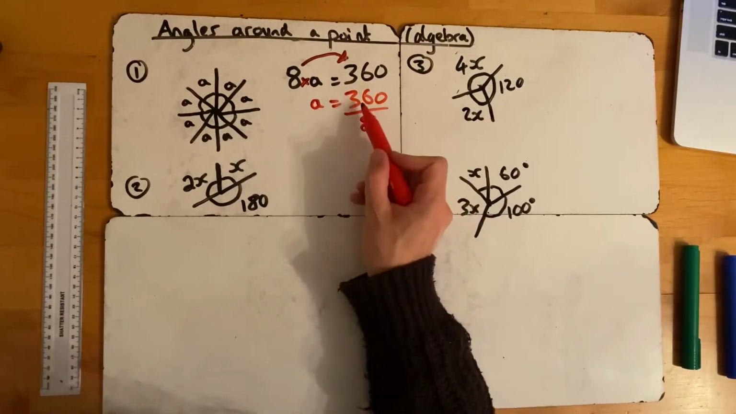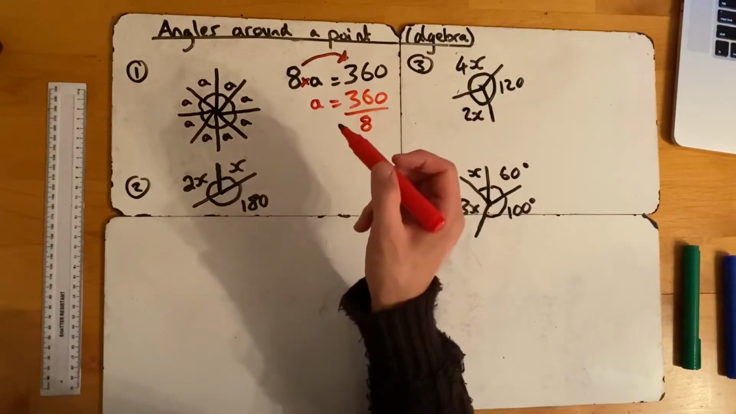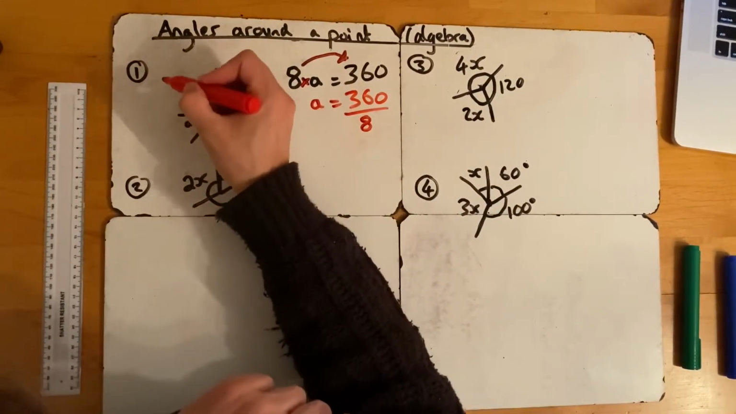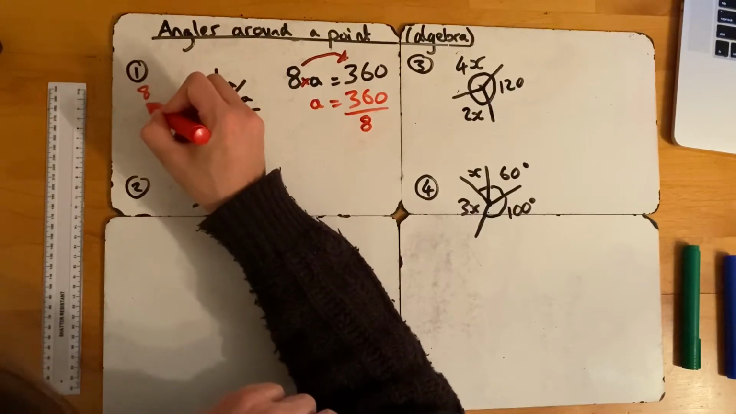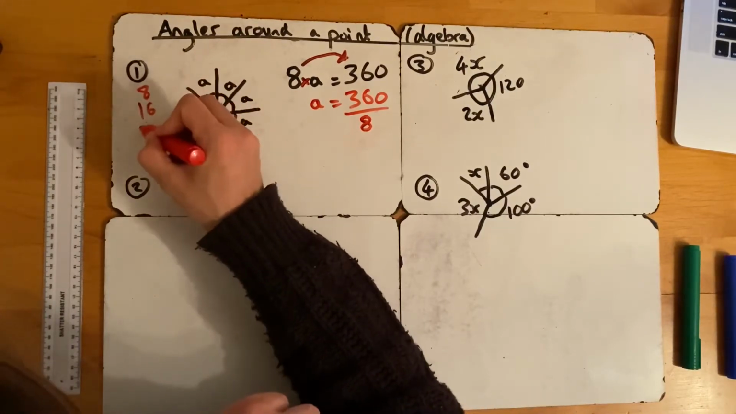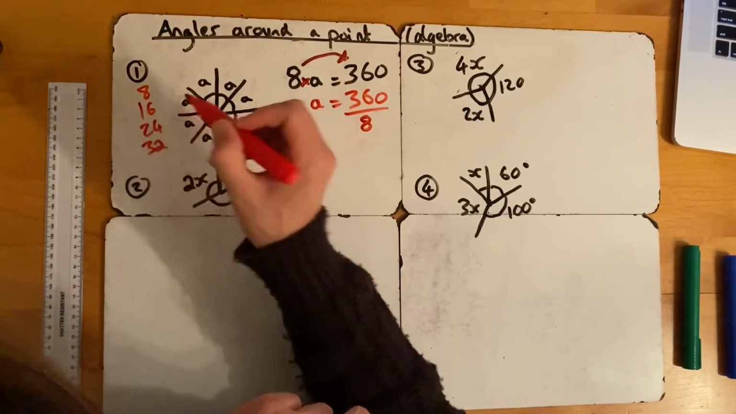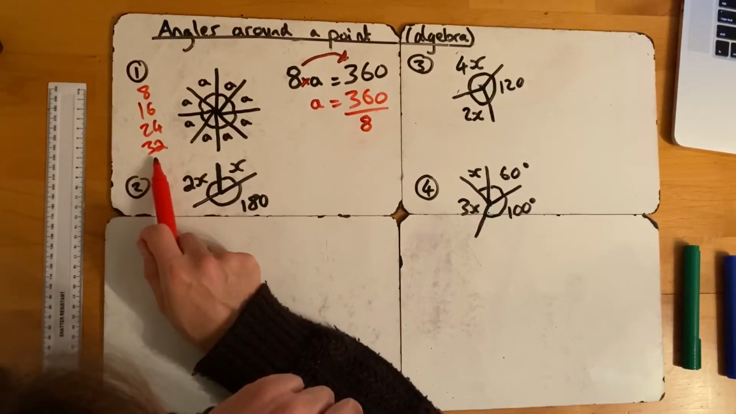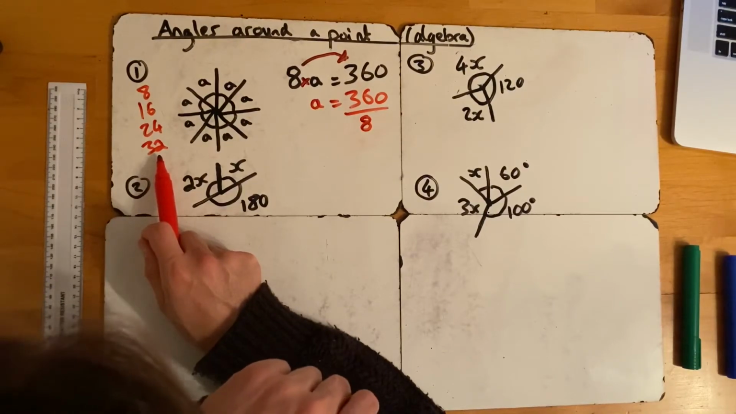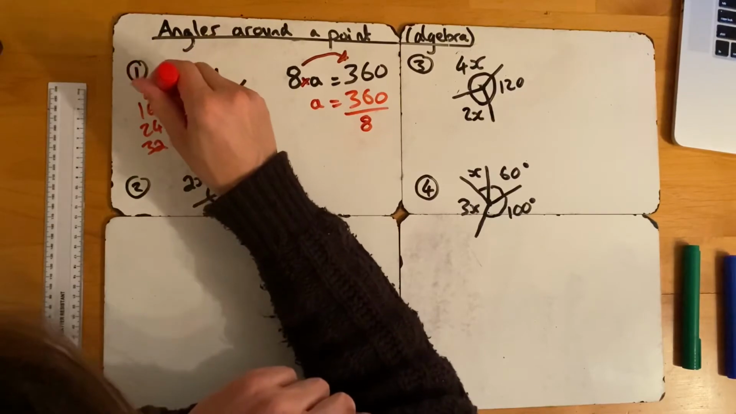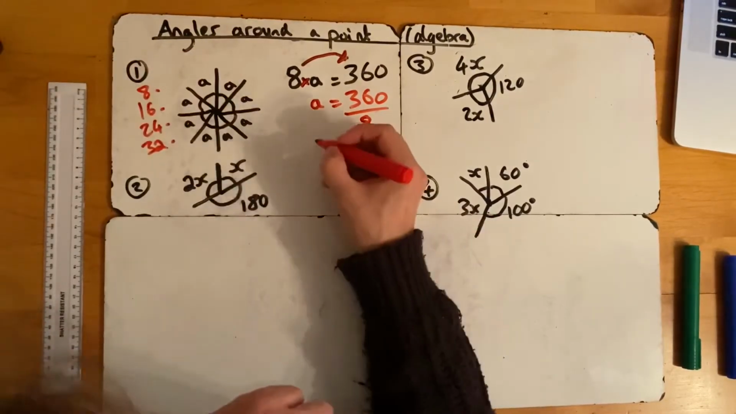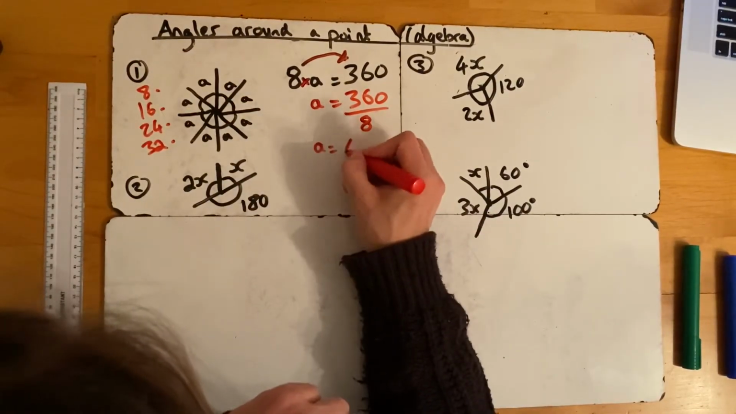So what is 36 divided by 8? If you can't do that in your head, you can do the 8 times table. So 8, 1 more 8 is 16, 1 more 8 is 24, 1 more 8 is 32. And there is 4 left over. So it goes in 1, 2, 3, 4 times. So A is equal to 4.